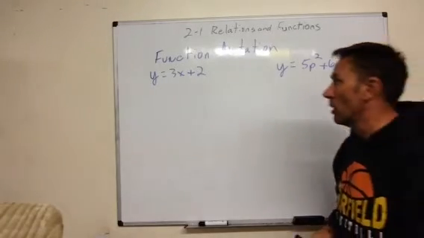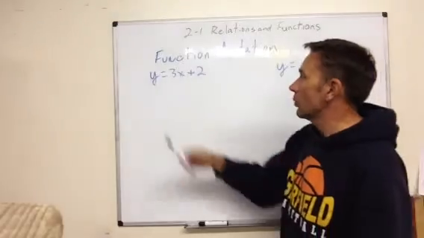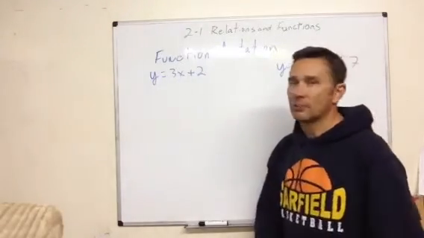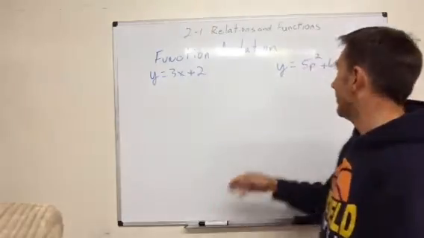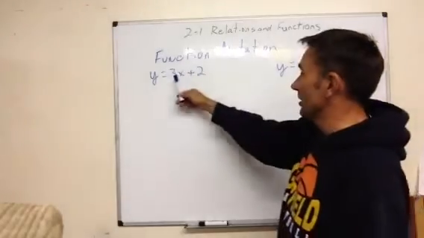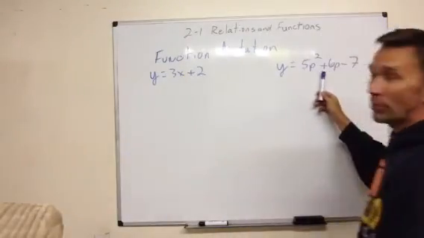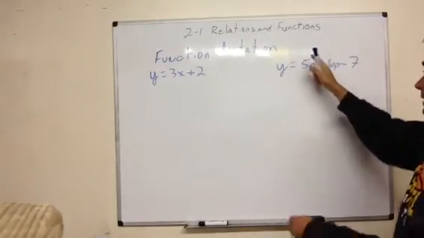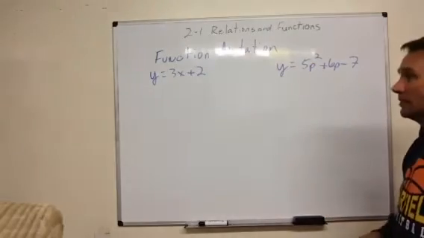Now, in Algebra 1, we wrote a lot of our equations as y equals 3x plus 2, or here, y equals 5p squared plus 6p minus 7. We can look at this. We know this is a line. We know this is a parabola. And we know it's opening up because the 5 is positive here, our a value.